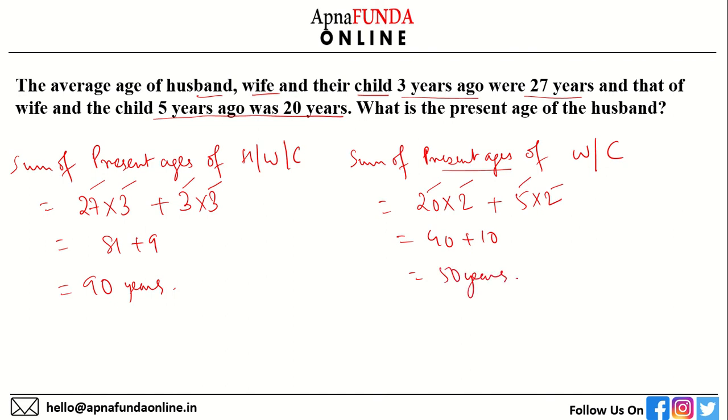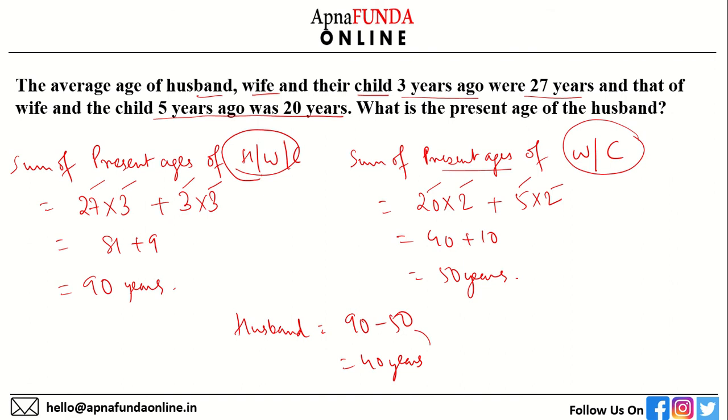Now we have the sum of the present ages of husband, wife, and child as 90, and wife and child as 50. So the husband's age will be 90 minus 50, which is 40 years. This is my answer. I hope you have solved along with me. Simple question. You just need a good understanding of averages, which I'm sure you must have got if you have seen my videos.